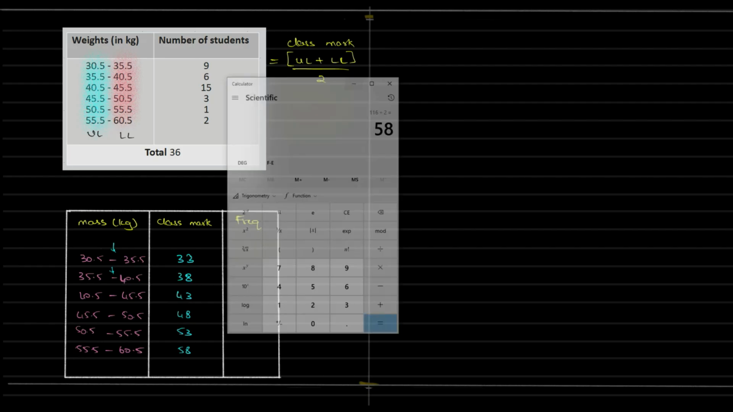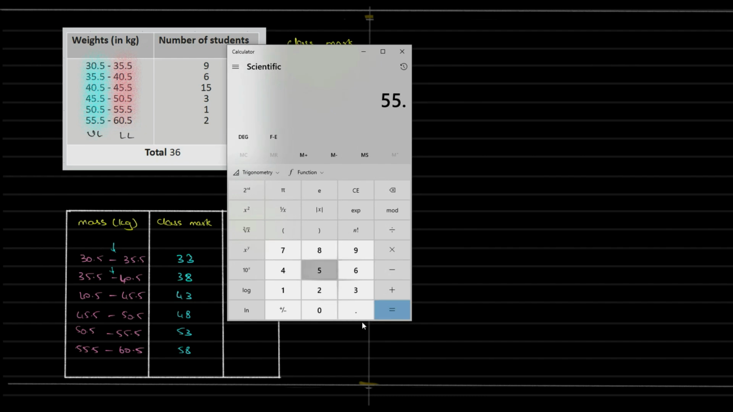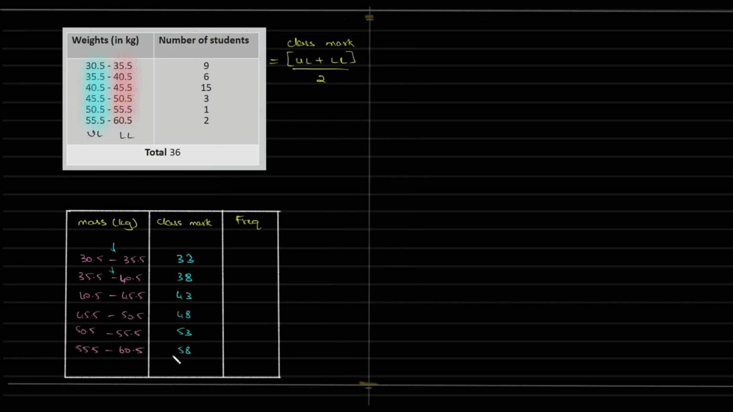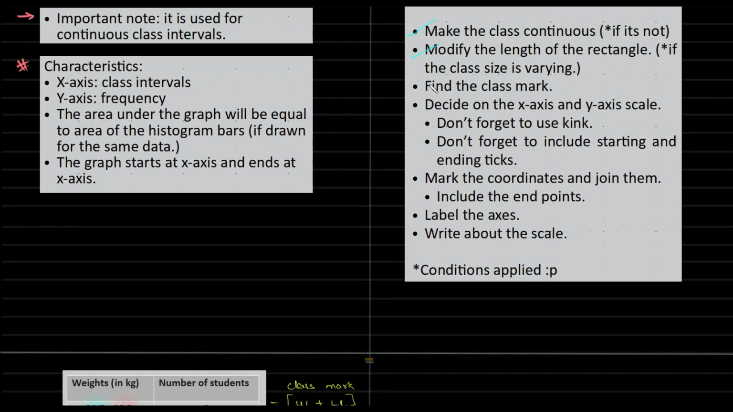So always verify the last value, to confirm that you have not messed anything up. The average is 58 and we got 58. So always verify the last one. So these are the things that we need to do. And then we just have to copy the frequency. So we found the class mark.